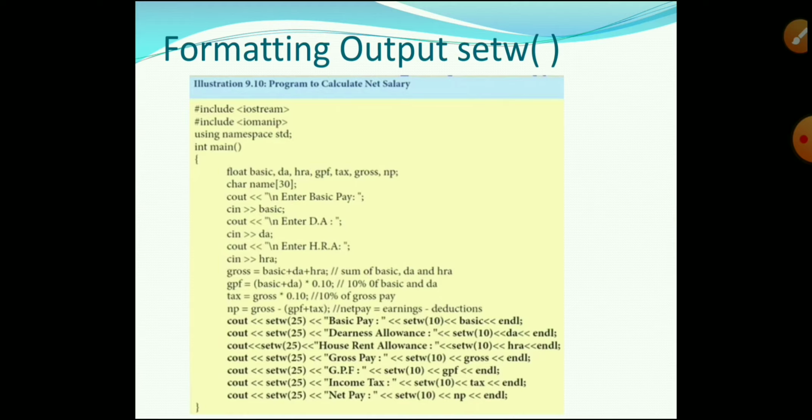Next one. See here, they have clearly given the set W function in block letters. In each line they set 25 characters. Set W 25, basic pay, set W 10. After basic pay they used set W 10. So this is the way we have to use the set W function in a C++ program.